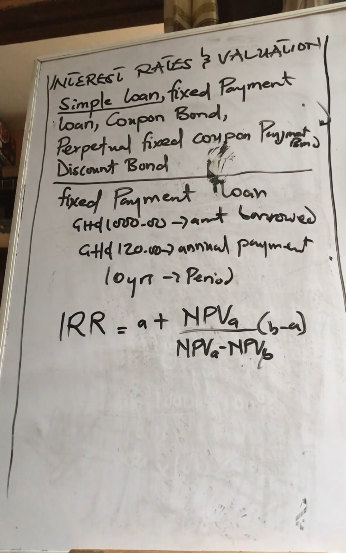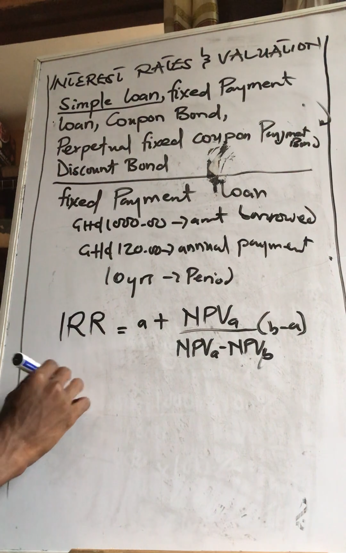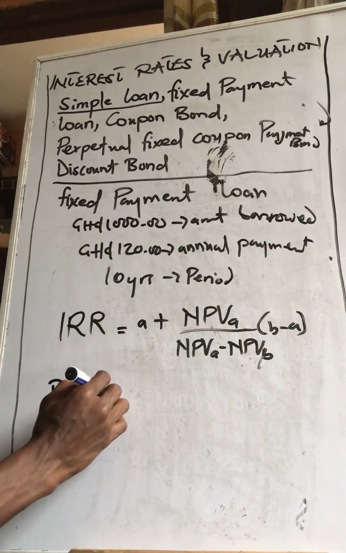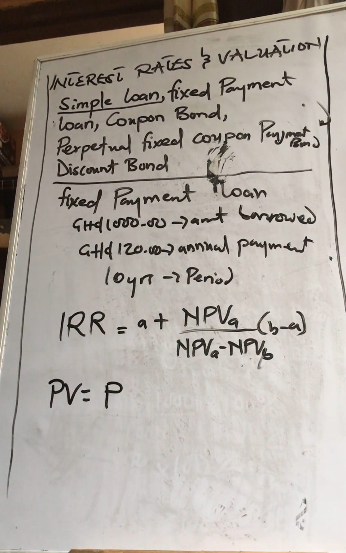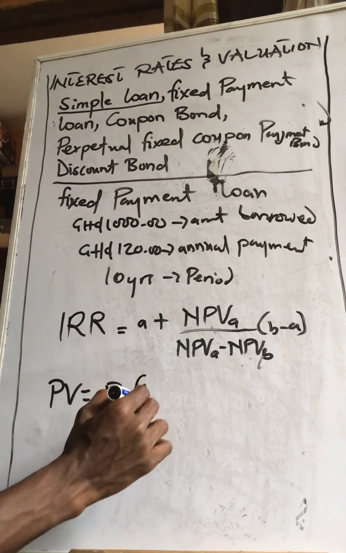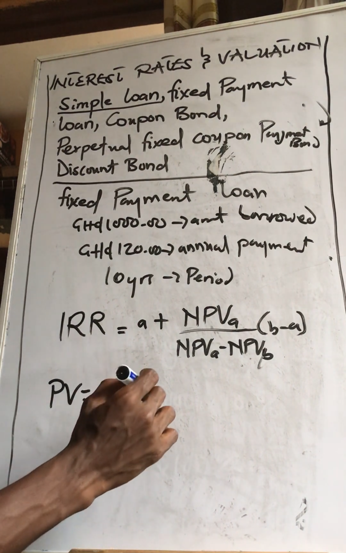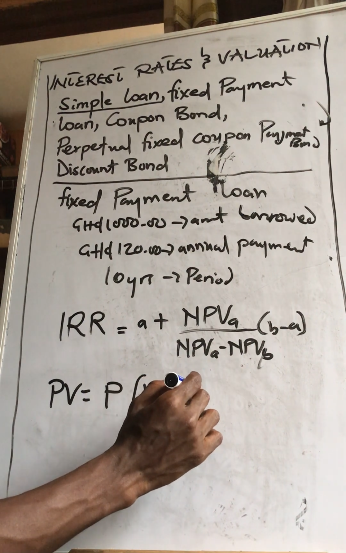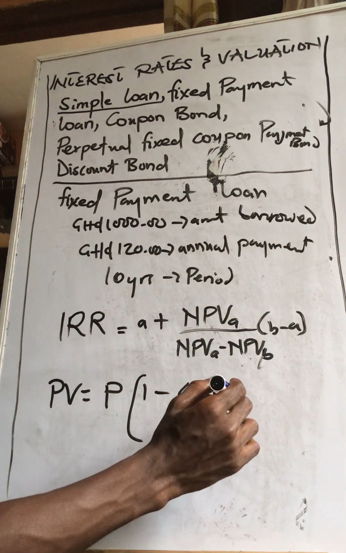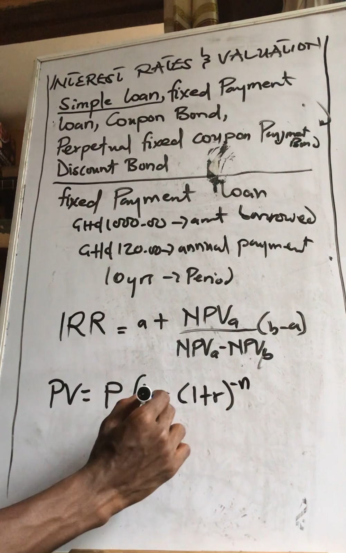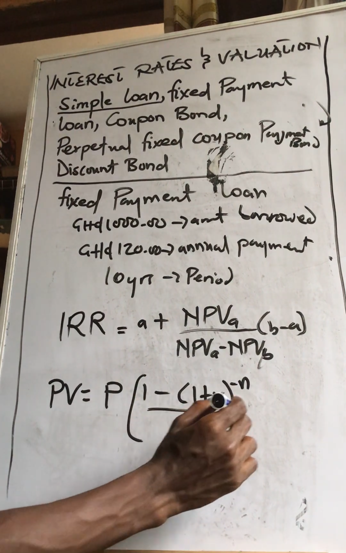We are going to use the present value formula of an annuity. You know that for the annuity, the present value is given by the cash flows times 1 minus (1 plus r) exponent negative n, all over r.